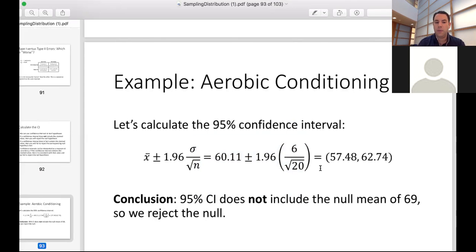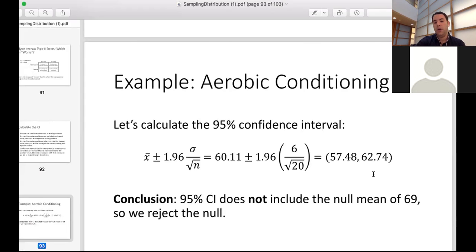We find that the mean beats per minute amongst our sample is 60. So we can come up with a 95% confidence interval from this data, and we find it's equal to 57.5 to 62.75. And from this confidence interval, we can look for whether the null mean of 69 is contained by that confidence interval or not.